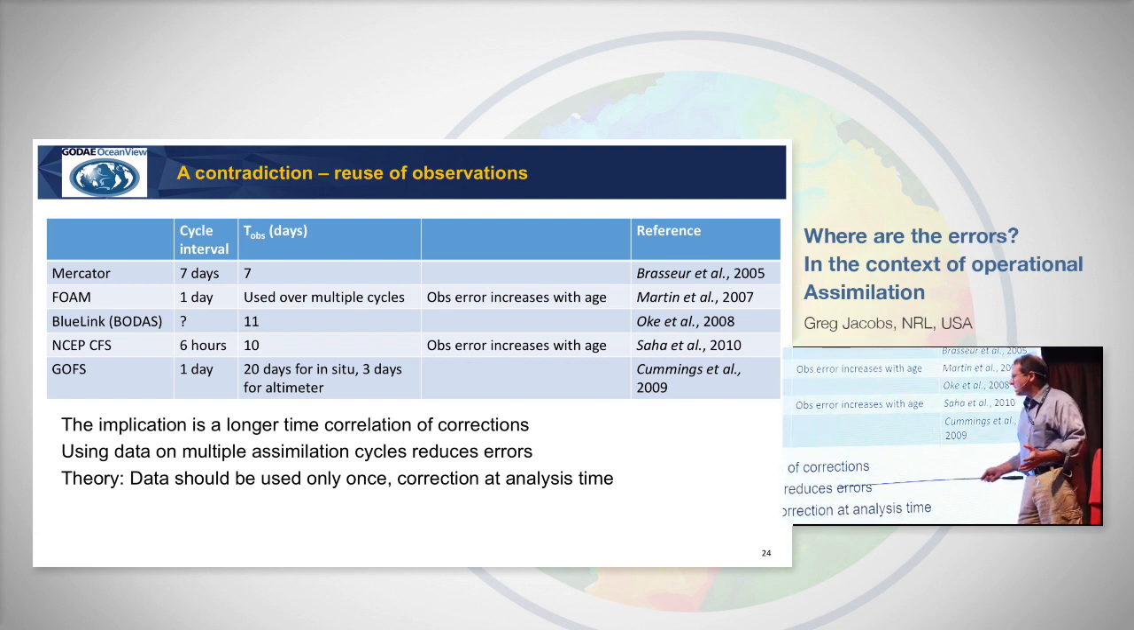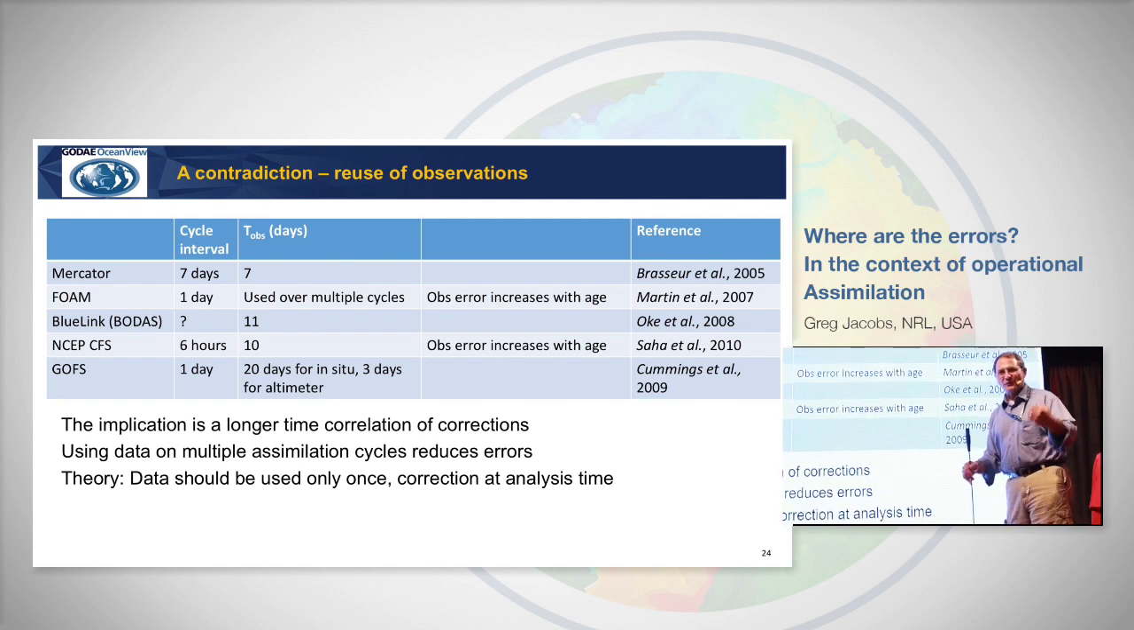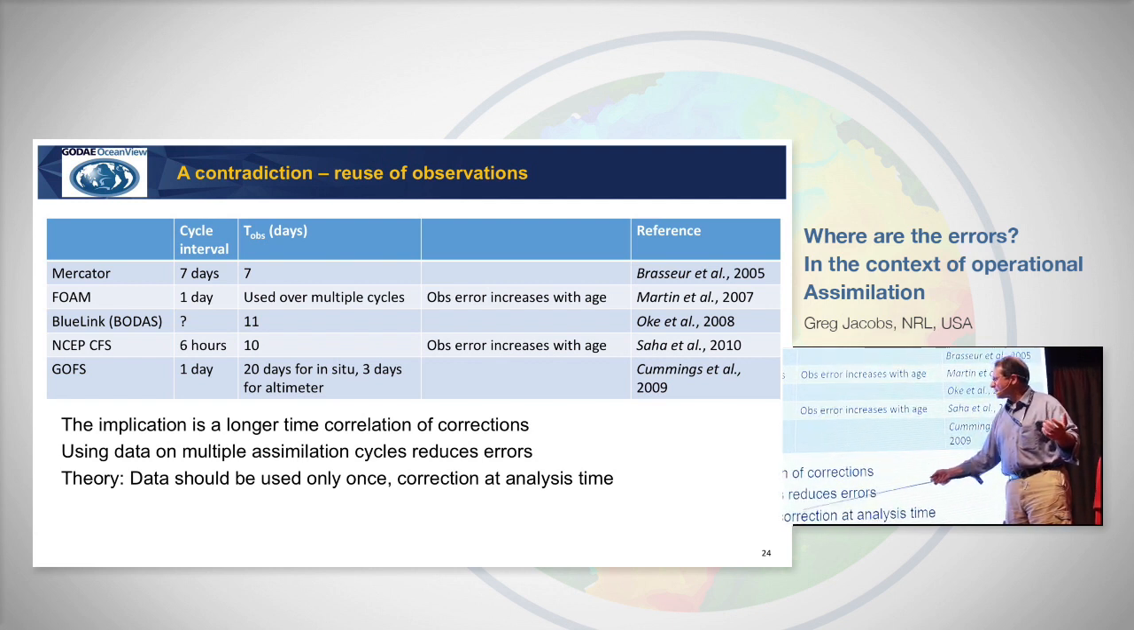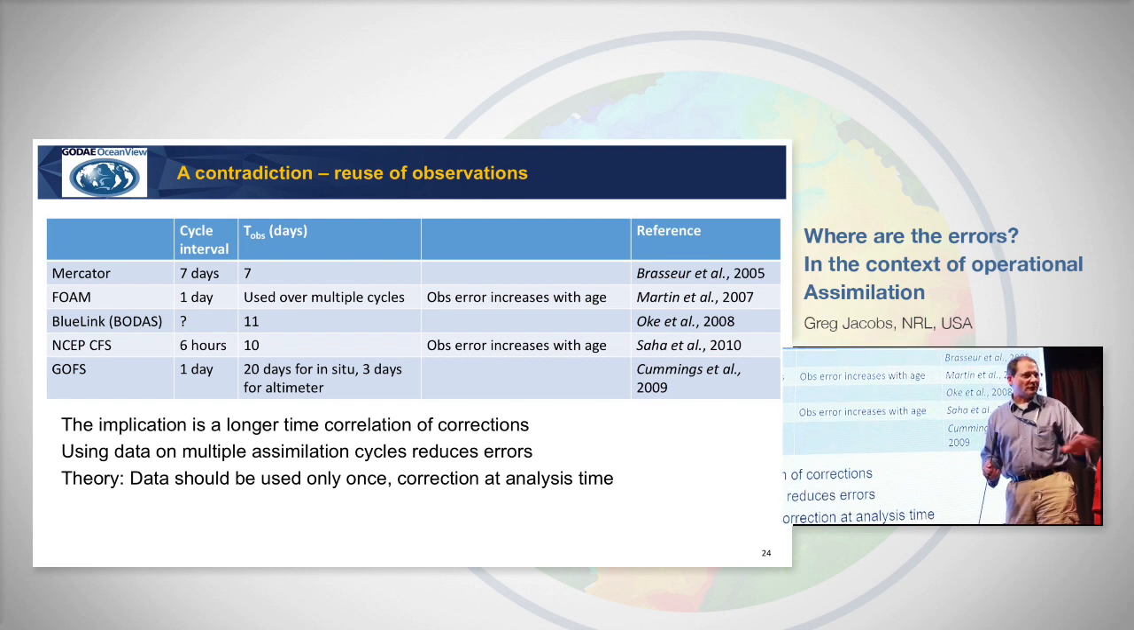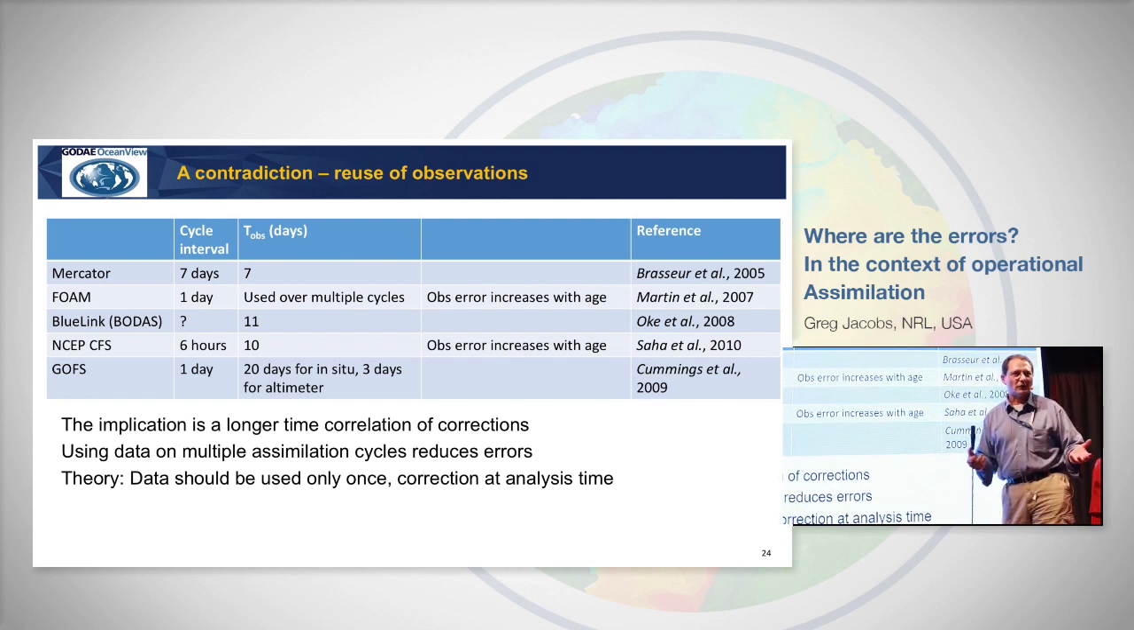So in the end, this is a proof by contradiction. We have this result that contradicts theory. Theory says we should only use data once. If you use data more than once, you're doing the wrong thing. But the result is using the data more than once provides a better result.